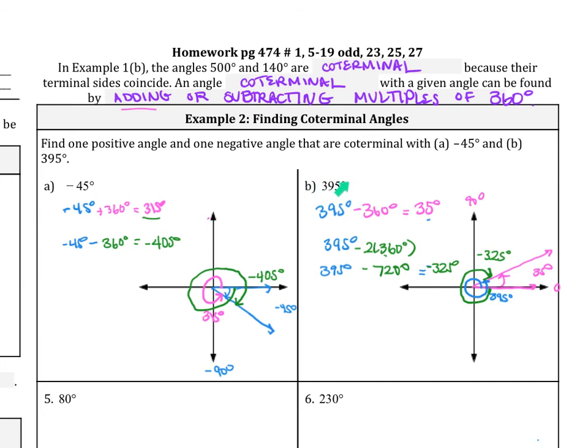Same thing here, we're given 395. And then so we have a positive angle and a negative angle. There are multiple answers that you can get because it depends. You could have added 360 if you wanted to, and that would get you a positive coterminal angle. And then you could have subtracted 3 times 360 if you wanted to as well.